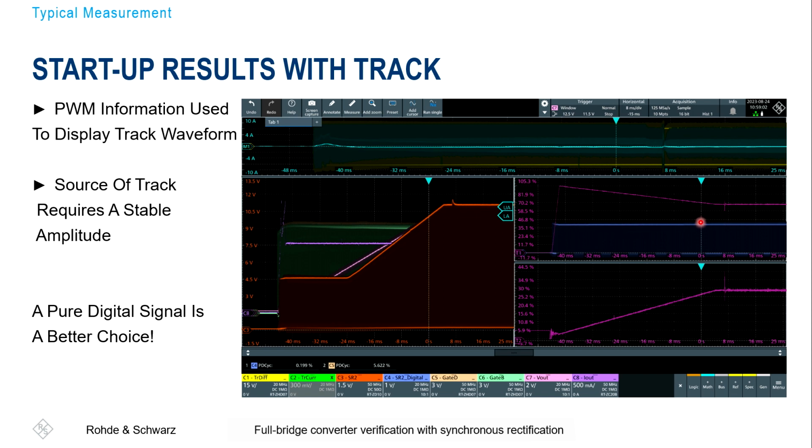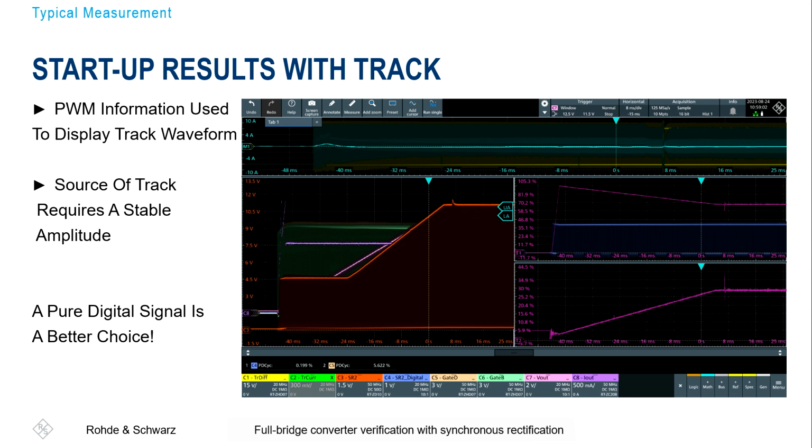Another interesting fact with this track function, or more a hint: you see that we have here the synchronous rectifier, and there's an additional signal added here, and that is basically the duty cycle of the synchronous switches. But that is the digital information directly probed at the controller. And I did that because when you see this window, we have here the orange waveform where the amplitude basically changes over time because we are ramping up the output voltage.